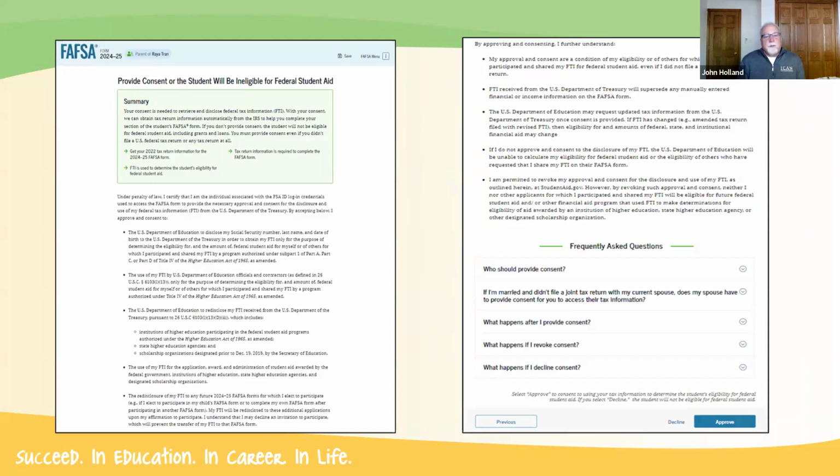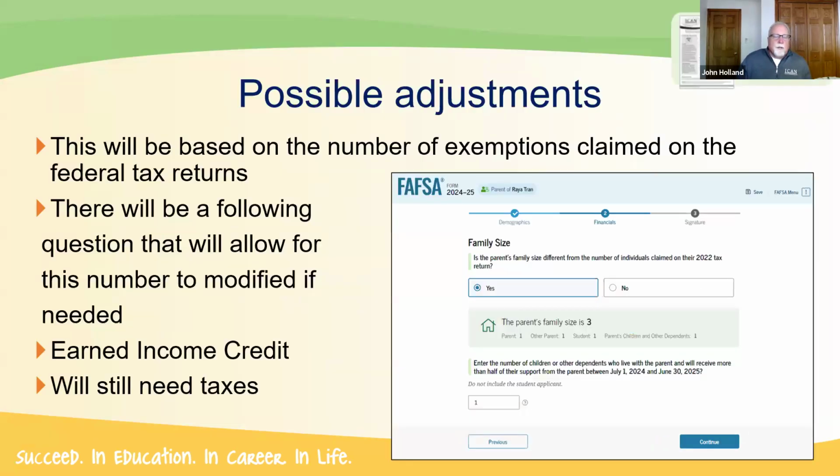If a parent or a student does not provide consent, then the student will not be eligible for financial aid. So you would obviously want to provide consent when you're filling out the form. This is the reason you'll want to be sure to have your tax information available when you're filling out the application. Most of you, when you provide consent, your tax information will automatically get downloaded right into the application and you won't even see it.